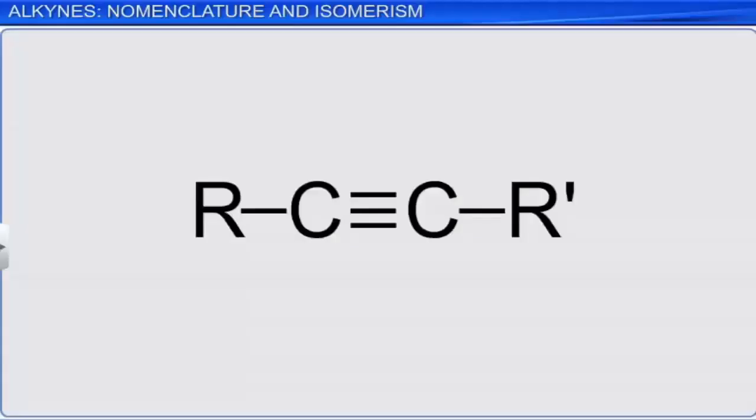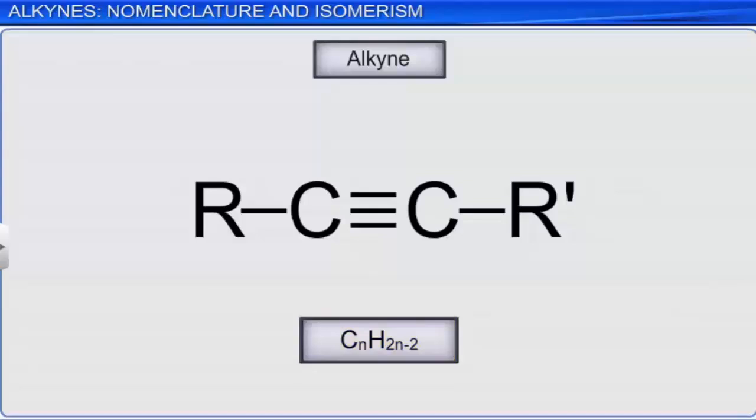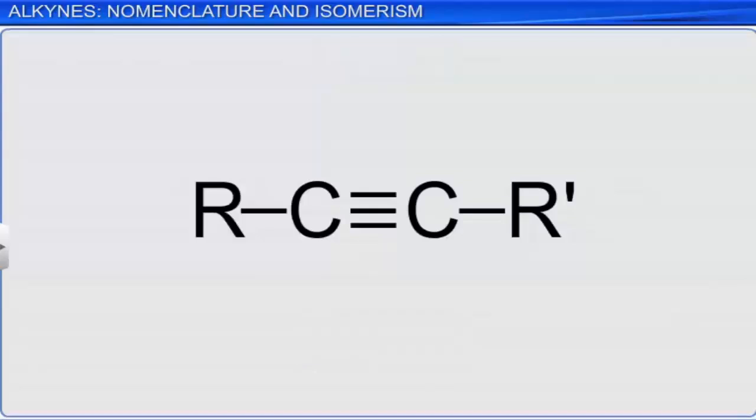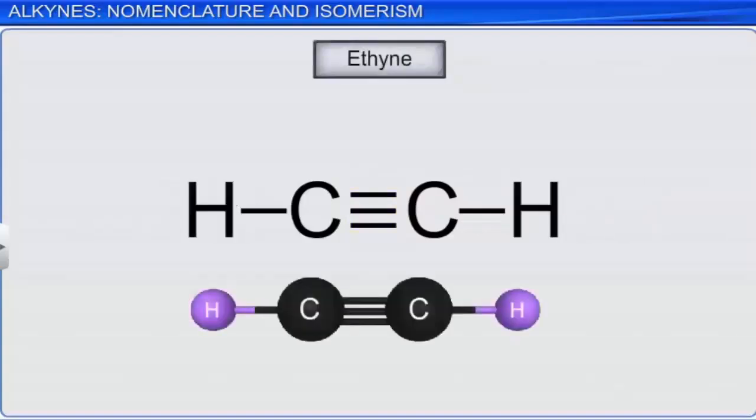The group of unsaturated hydrocarbons with the general formula CnH2n-2 is known as alkynes. Alkynes contain at least one triple bond between two carbon atoms. The first of the alkyne series is ethine, with the chemical formula C2H2.